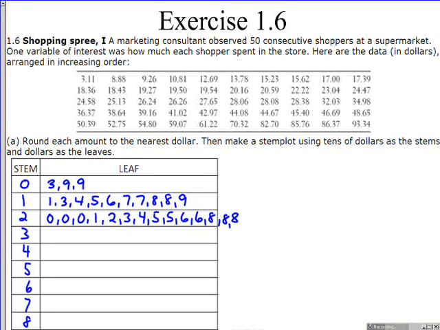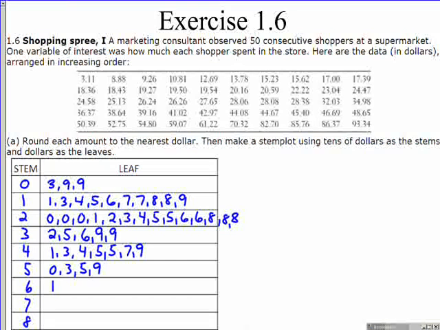$30 amounts, 32, 5, 6, 9, and 9. $40 amounts, 1, 3, 4, 5, 5, 7, 9. $50 amounts are 50, 53, 55, 59, 61, 70, 83, 86, 86, and 93.